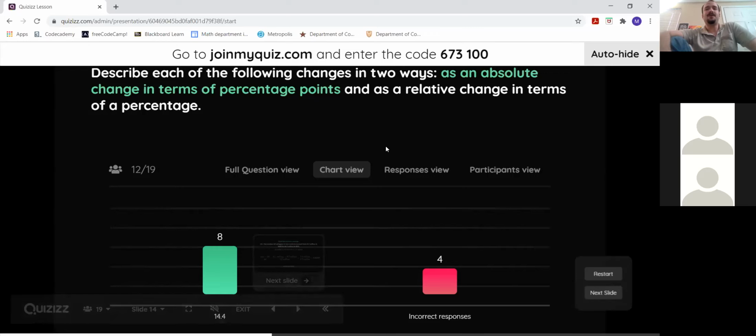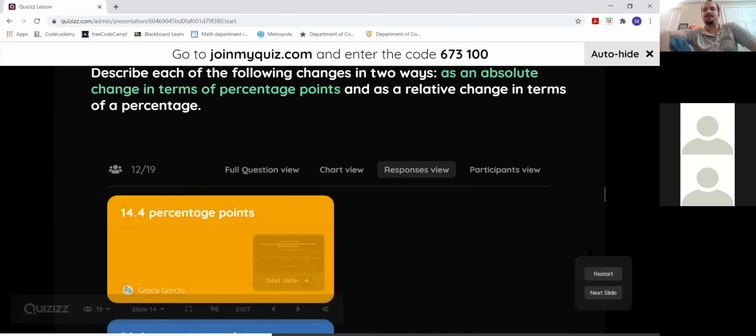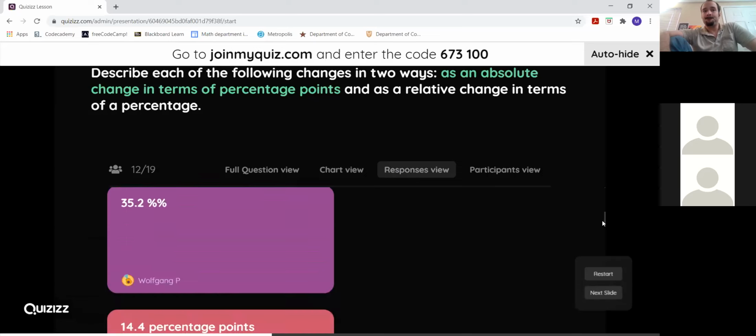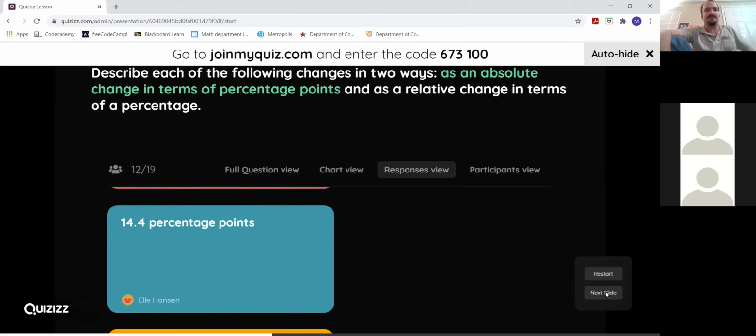All right, so this is 14.4. We are doing the absolute change, and it should be something like 14.4 with the words percentage points. Ooh, rounded up a little high, I think, maybe, or something.